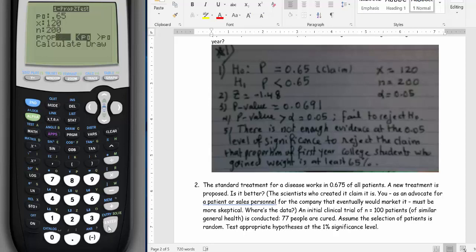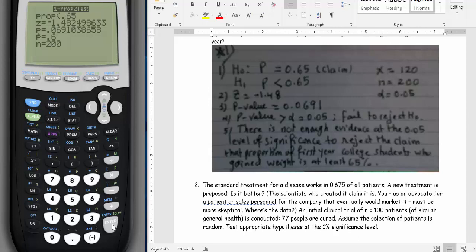And then enter. And now prop. You have to choose the alternative hypothesis. The alternative hypothesis is less than, so I'm just going to scroll to the next one and press enter. And then you can hit calculate.